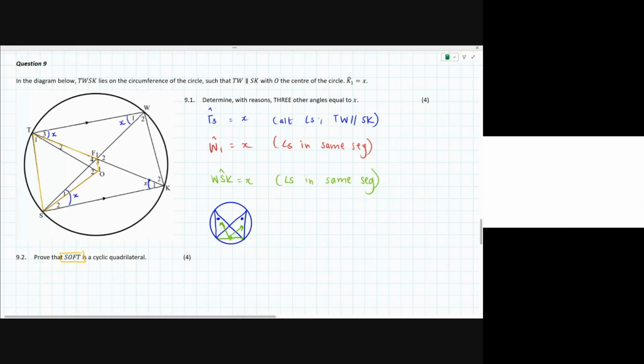Now, guys, there are 3 ways for you to prove a cyclic quad. Converse angles in same seg. So if you can prove that the angles in the same segment are equal, you can prove it's a cyclic quad. Exterior angle of cyclic quad. If you can prove the exterior angle is equal to the opposite interior angle, converse exterior angle cyclic quad, and then converse interior angle cyclic quad. So if you can prove that the 2 opposite interior angles are supplementary, they add up to 180, you've proven it's a cyclic quad.